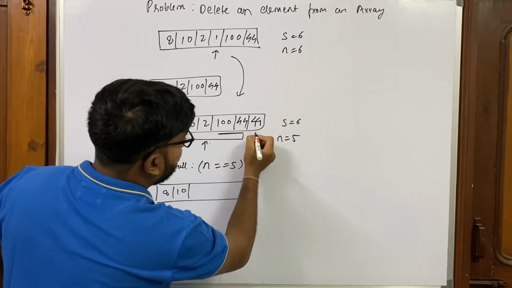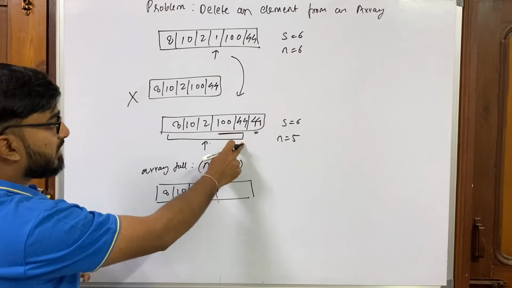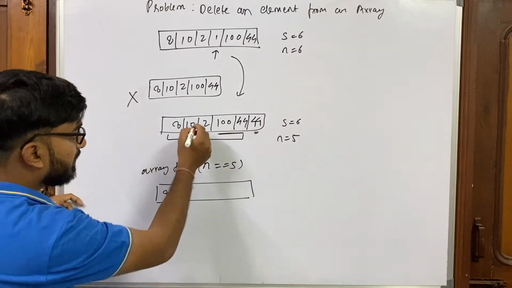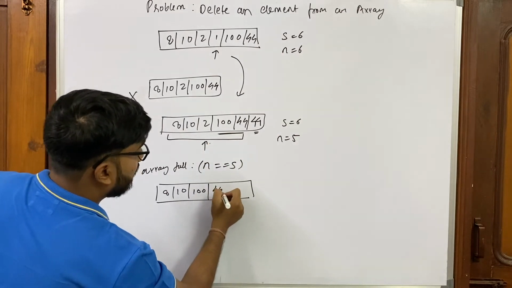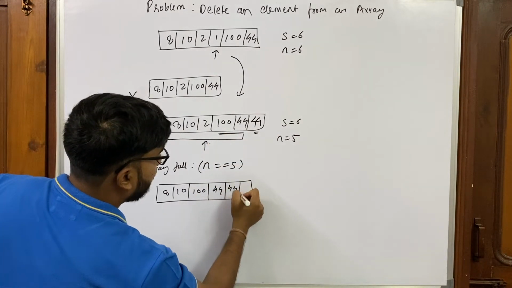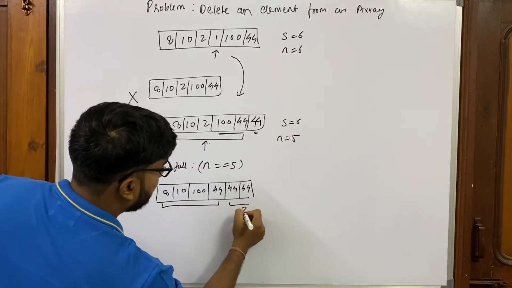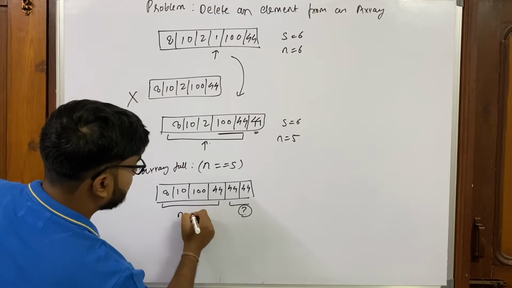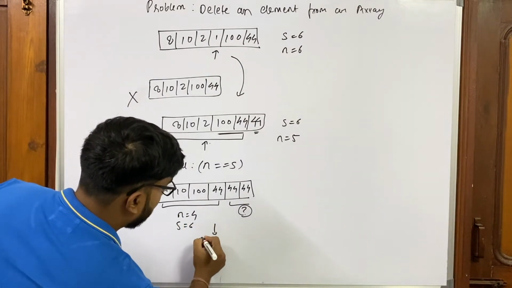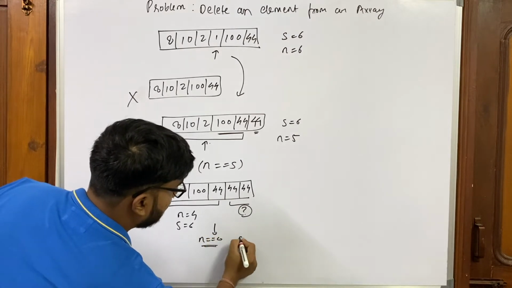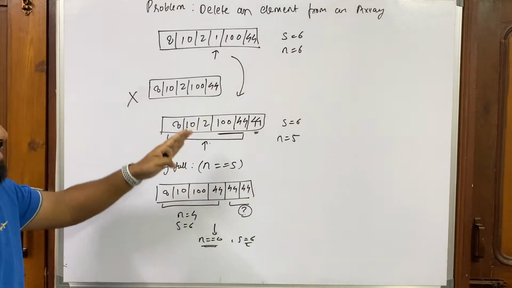We do not care what is in the locations after the n values, which is the number of elements we are using. So we shift 144. In place of 2 comes 100, in place of 100 comes 44, then you have 44 and 44. And these are the 4 locations you are using. What is here does not matter to you because your n is 4 now, size remains 6. The array goes empty if n becomes 0 and size still remains 6. So this shifting of elements is what we do in our code.